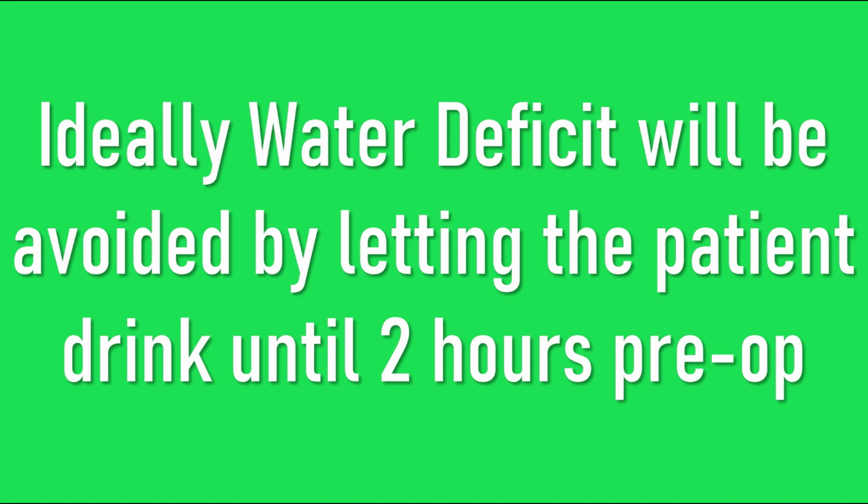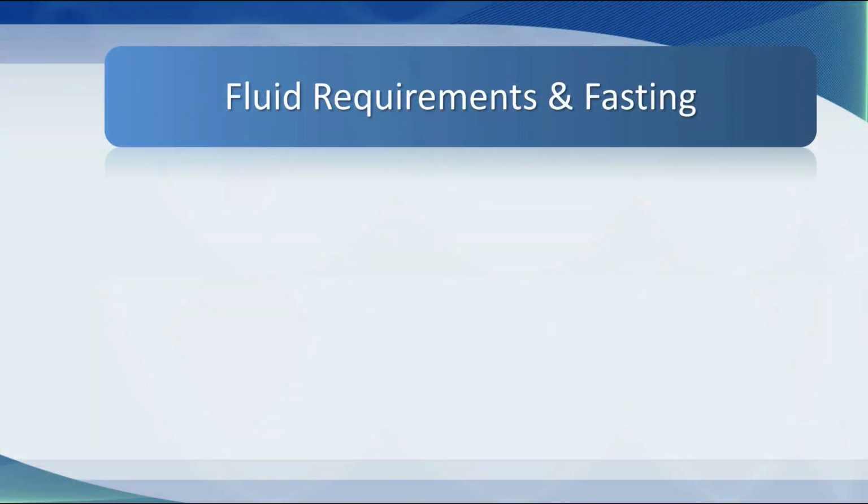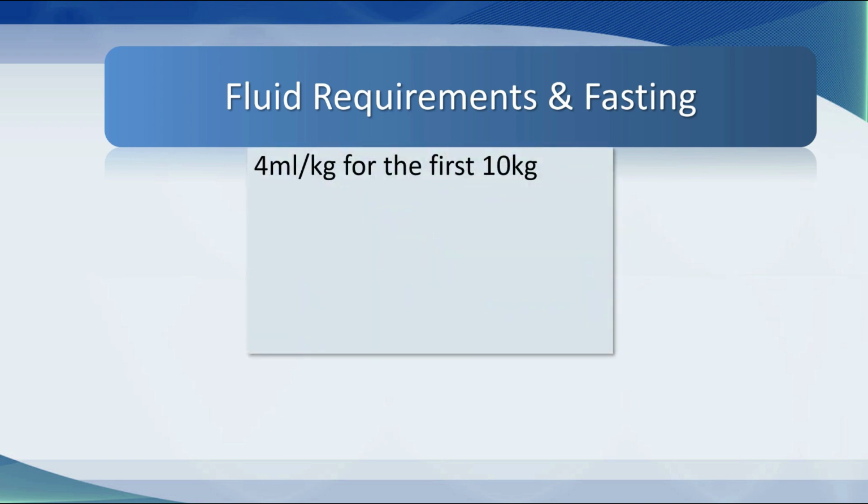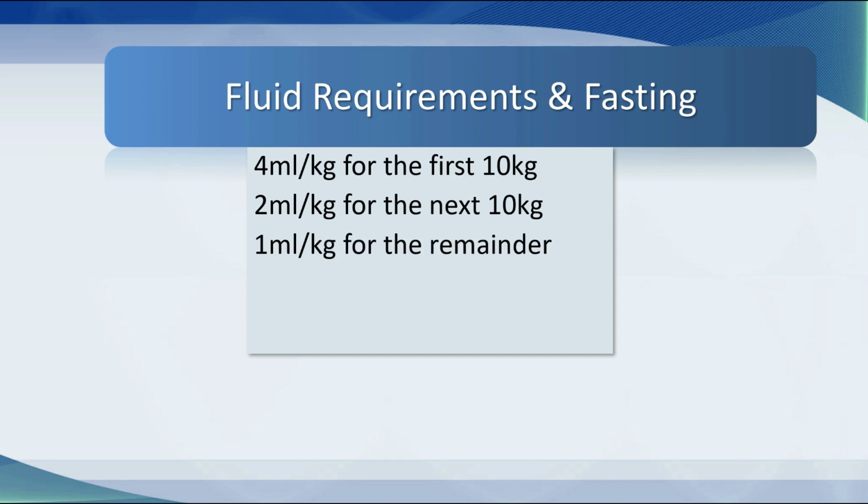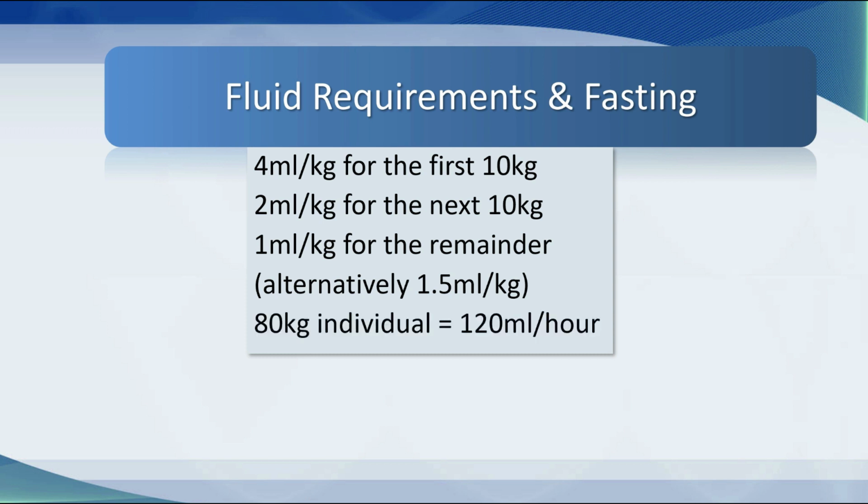Let's look at fluid requirements in fasting. This is a cookbook approach I'm giving you. I am not saying that this is what I use, but this is what's in all of the textbooks. The standard way fluid requirements are calculated are 4 mils per kilo for the first 10 kilograms, 2 mils per kilo, this is per hour, for the next 10 kilograms, and 1 mil per kilo for the remainder. You could also use 1.5 mils per kilo per hour. An 80 kilogram person would receive about 120 mils of fluid per hour.